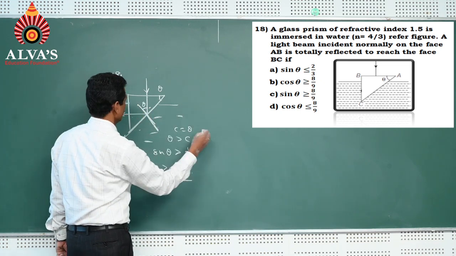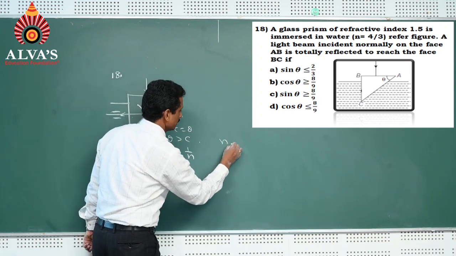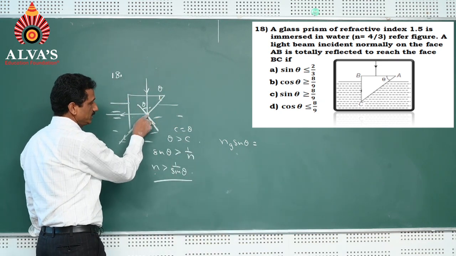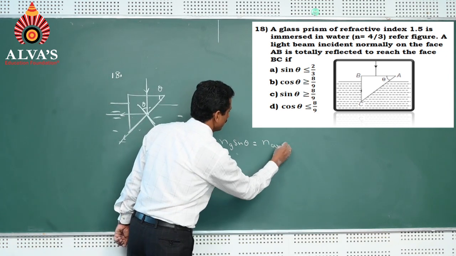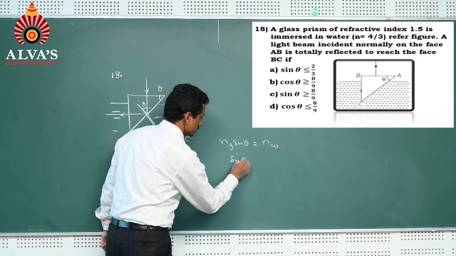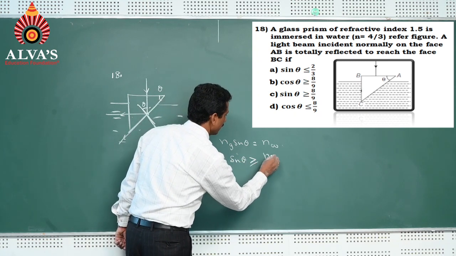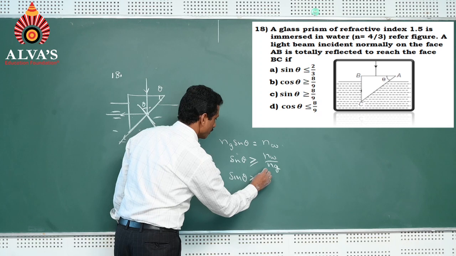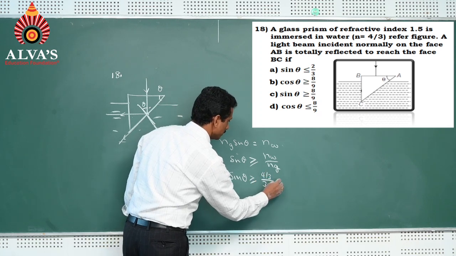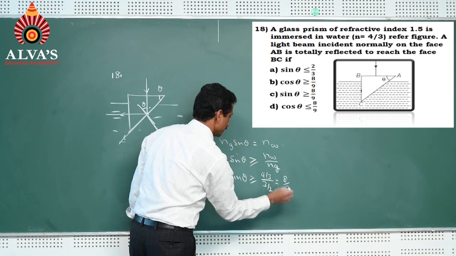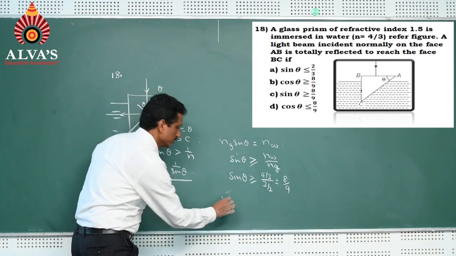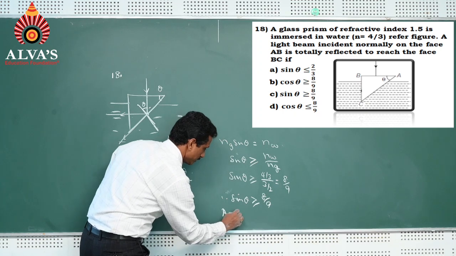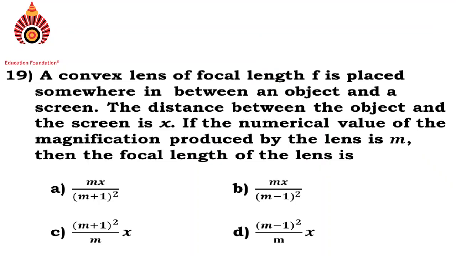N is the refractive index of glass, and here apply Snell's law at this point. Ng sin theta is equal to Nw. Therefore, sin theta should be greater or equal to Nw by Ng. Sin theta is greater or equal to 4/3 divided by 3/2. It's 8/9. That is, sin theta greater or equal to 8/9. Answer C. Let us move on to question number 19.